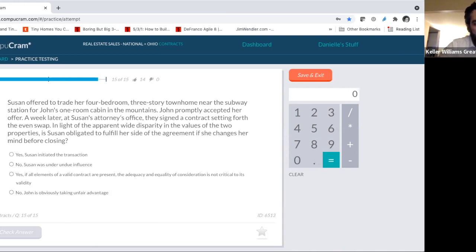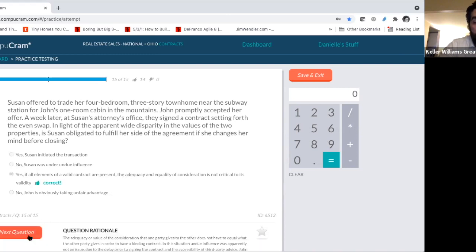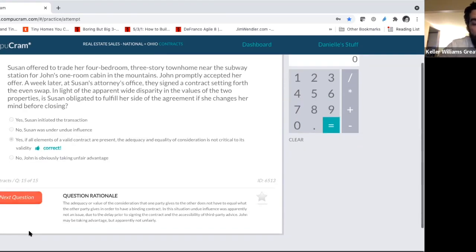What do we think it is? It's C, guys. Valuable consideration can come in many forms, and there's no third-party judge of the equity or the equality of the two items being exchanged.